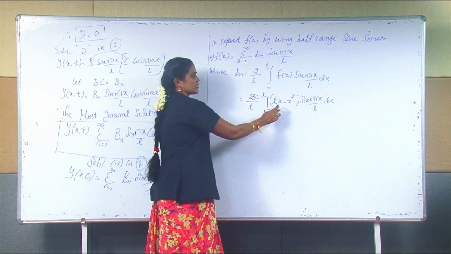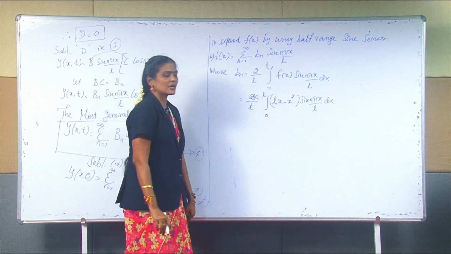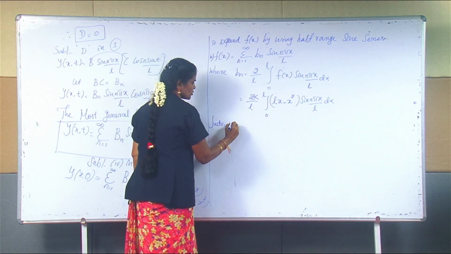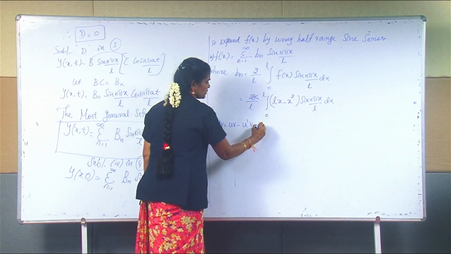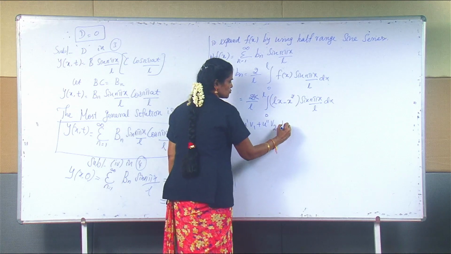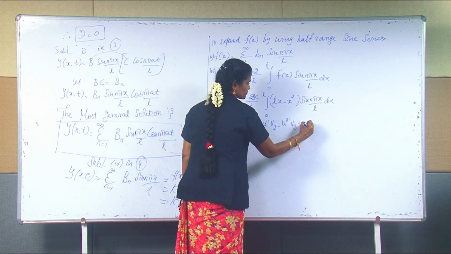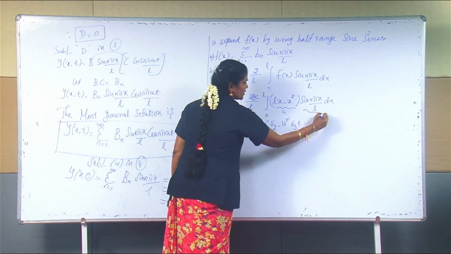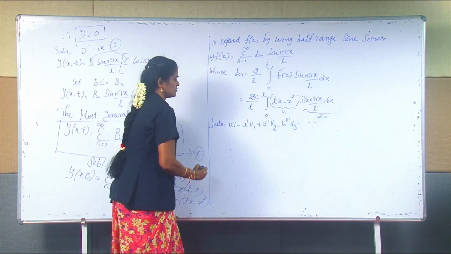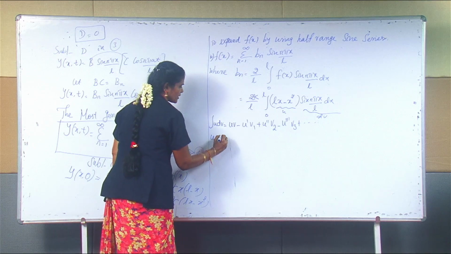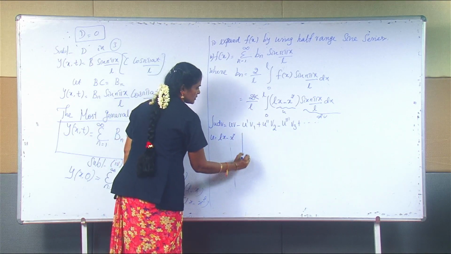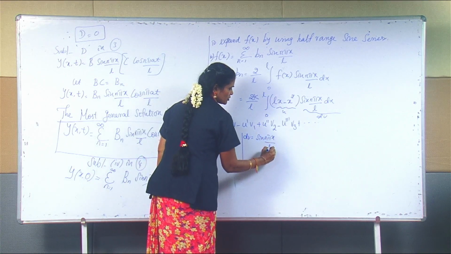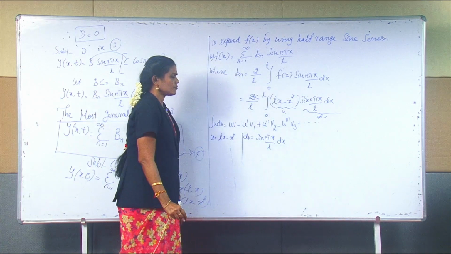Here we have two functions in x, so we cannot integrate this directly. You have to apply Bernoulli's formula. Bernoulli's formula is integral u dv equal to uv minus u dash v1 plus u double dash v2 minus u triple dash v3 etc. First you have to consider this function as u, and the remaining function as dv. So, u value is Lx minus x square, dv value is sin n pi x by L into dx. First you have to integrate dv.